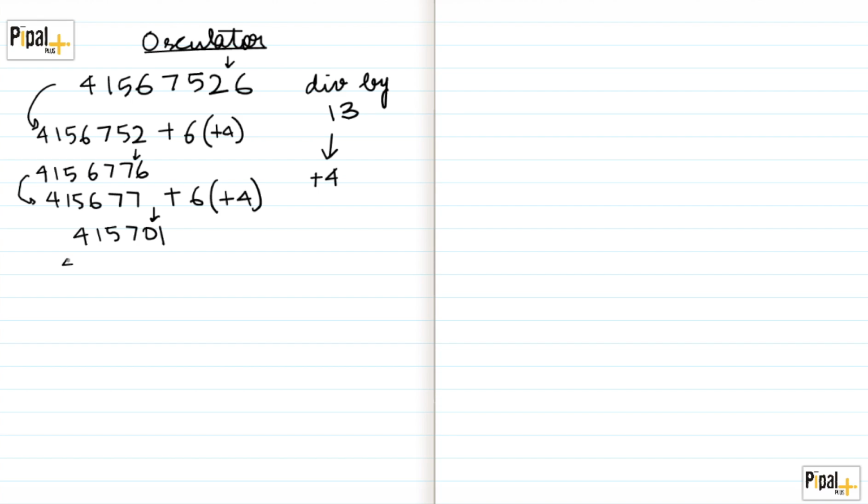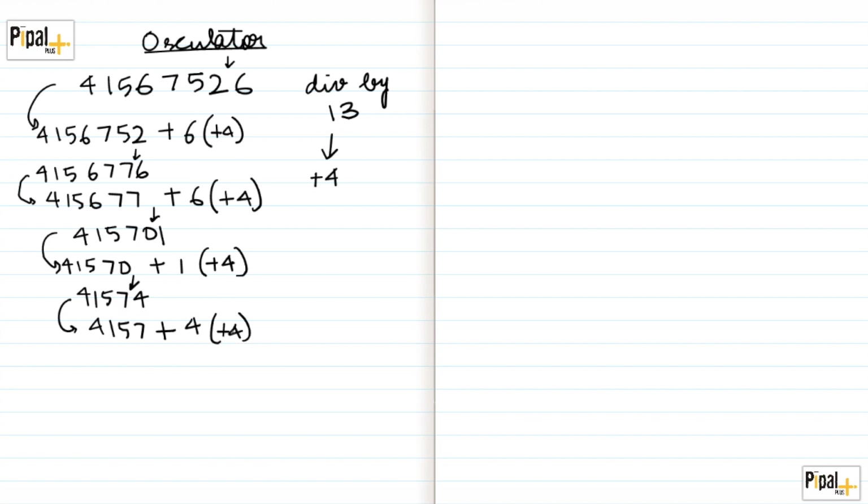So I get 4160 plus 1 times plus 4. This is the same operation that I've been doing, and this time I get 4164. And repeat. So this time I get 416 plus 4 times plus 4, which is 416 plus 16, so I get 432.